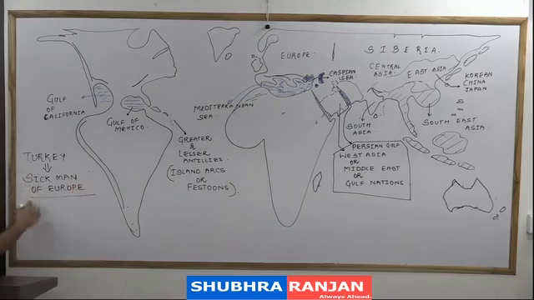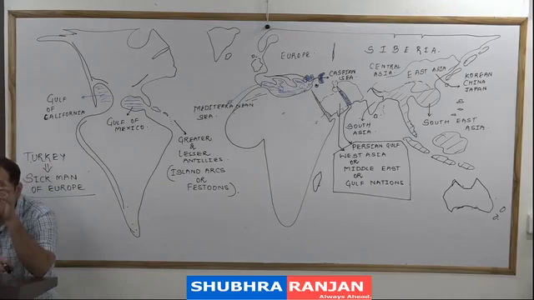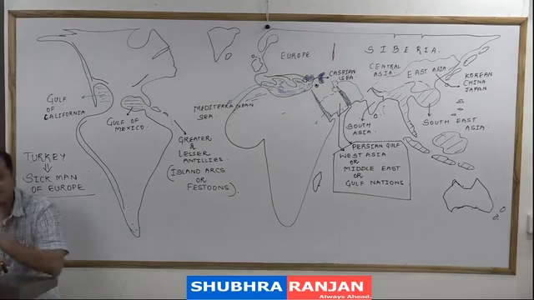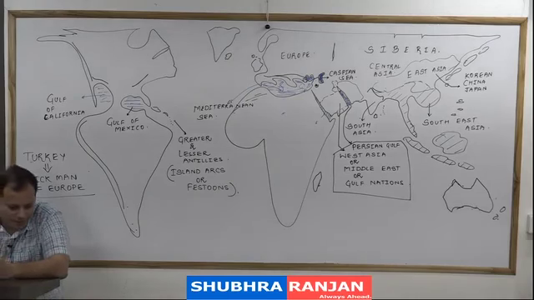And the next point in Turkey is that the Black Sea separates Asian Turkey from the European Turkey. Black Sea separates Asian Turkey from the European Turkey.